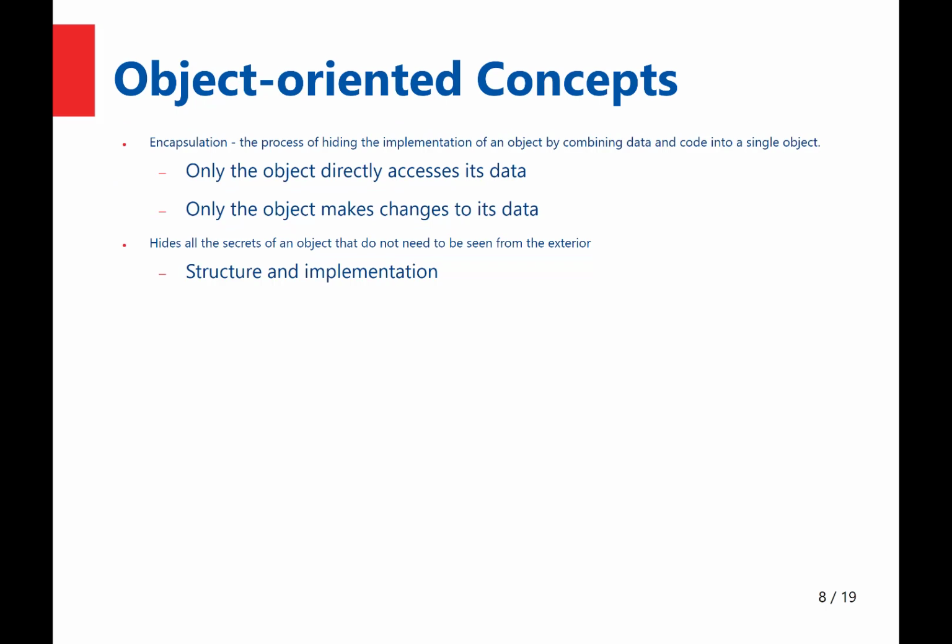Object-oriented concepts continued. Another concept is encapsulation, which is the process of hiding the implementation of an object by combining data and code into a single object. Only the object directly accesses its data. Only the object makes changes to its data. Encapsulation hides all the secrets of an object that do not need to be seen from the exterior. That includes structure and the implementation. So again, very abstract definition. However, we have a concrete example to make sense of this slide.